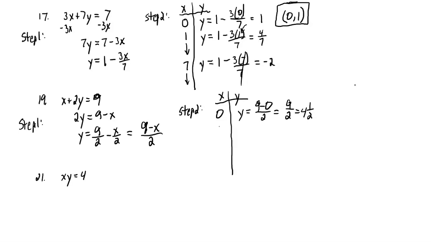But what about if we use 1 for x? What's going to happen? So we have y equals 9 take away 1 over 2. This makes 8 over 2, which equals 4. And that is a whole number. So 1 comma 4 is a solution to the equation.